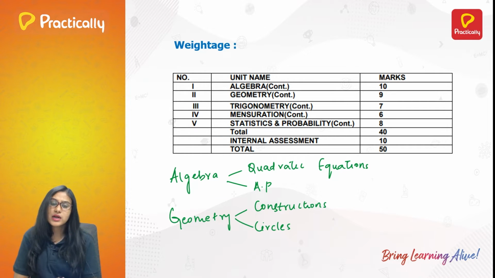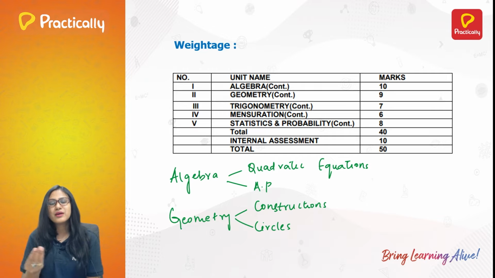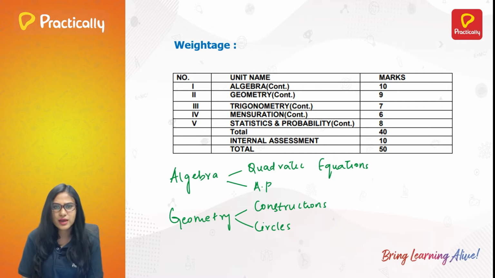Then in geometry, there are constructions and circles, right? Circles have only two theorems which you have to study and also practice. I will also discuss how to present the theorem, in what format you have to write so that you can score the best of the marks. Next is constructions. Super easy, right? There are only two topics which you have to prepare and you cannot expect more than that, right?